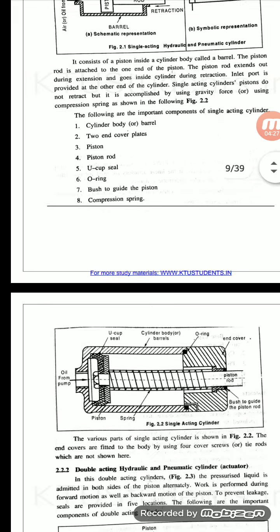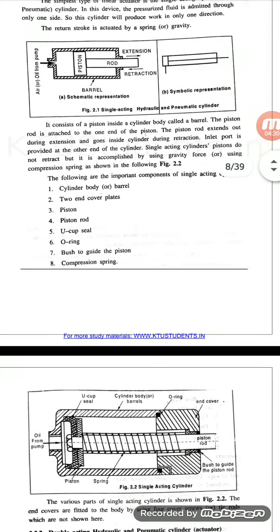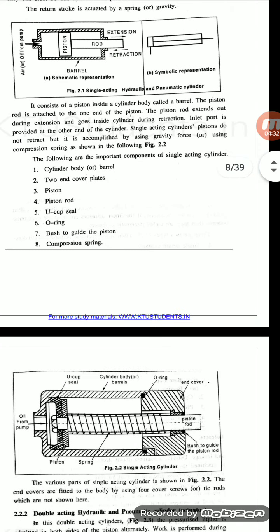Mainly eight parts. The following are the important parts of the single acting cylinder. First one, cylinder body. Next, two end cover plates, piston, piston rod, U cup seal, O-ring. Next, bush to guide the piston, and compression spring.